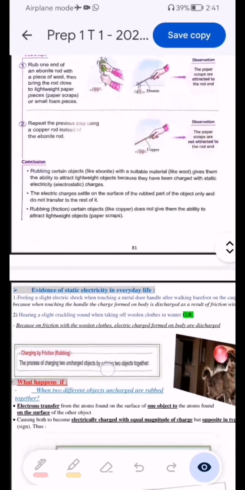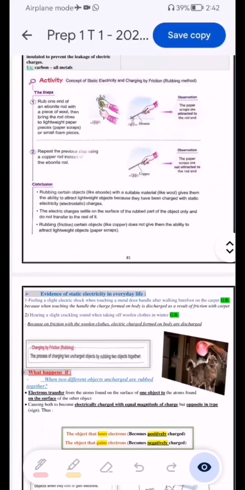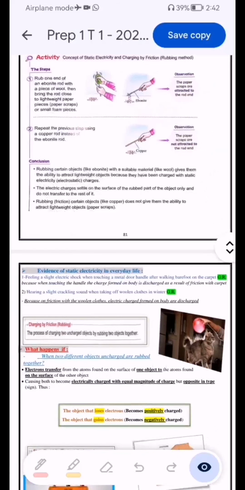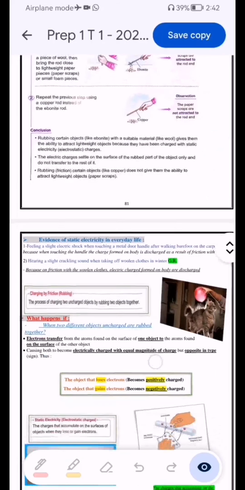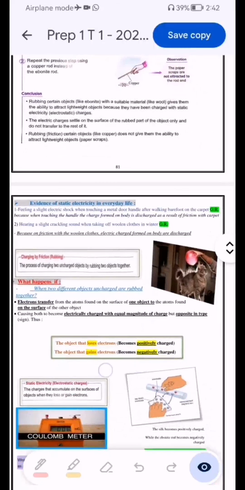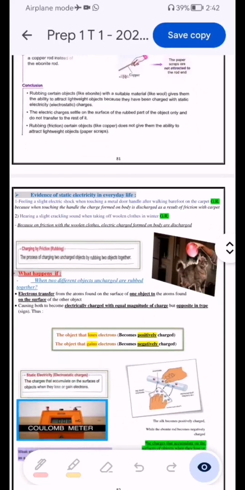Okay, so we know that the charges accumulate on the surface. That happens due to what? Due to friction between two objects, and this charge is called electrostatic charges. Look at this question. Give reason: feeling a slight electric shock when you touch a metal door handle after walking barefoot on the carpet. After walking on the carpet and touching the metal handle of a door, you will get a light electric shock.